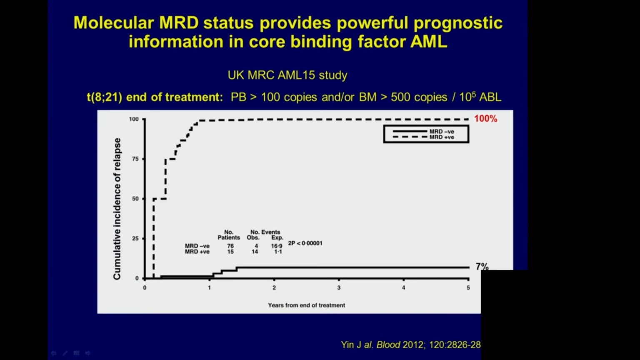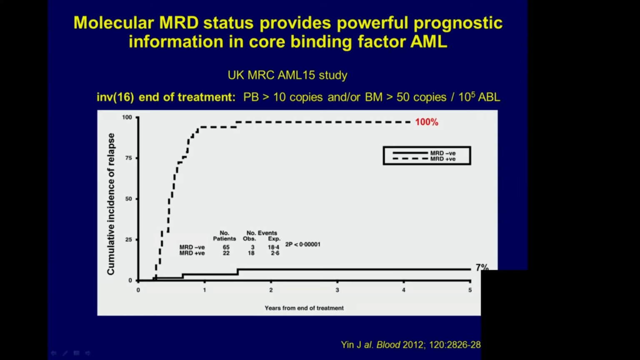And then this is looking at patients with T821 AML who have RUNX1, RUNX1T1 transcripts above a certain defined threshold in the peripheral blood or bone marrow. And what happens to these patients is they all relapse, and they all relapse within approximately 4 to 6 months. And finally, this is looking at patients with inversion 16 AML who have disease-related transcripts above defined thresholds in the peripheral blood or bone marrow during follow-up. And what happens to these patients is that they all relapse again within a few months.